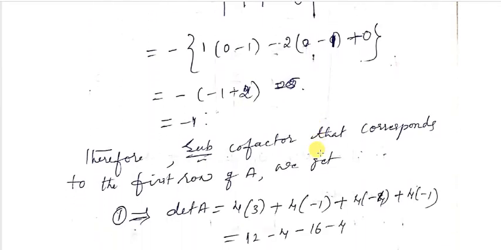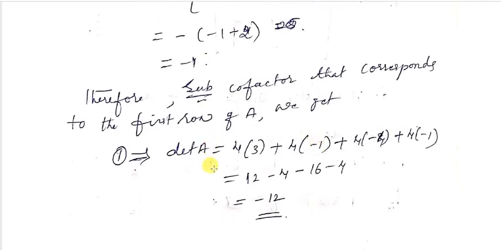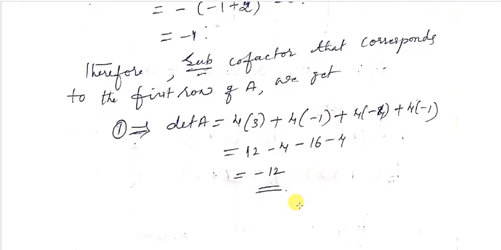So now, substituting all the cofactors that correspond to the first row in the above formula and simplifying, we get the value of the given matrix A, that is, the determinant of A is equal to minus 12. So this is how we can expand a matrix of any order, which will be a square matrix.